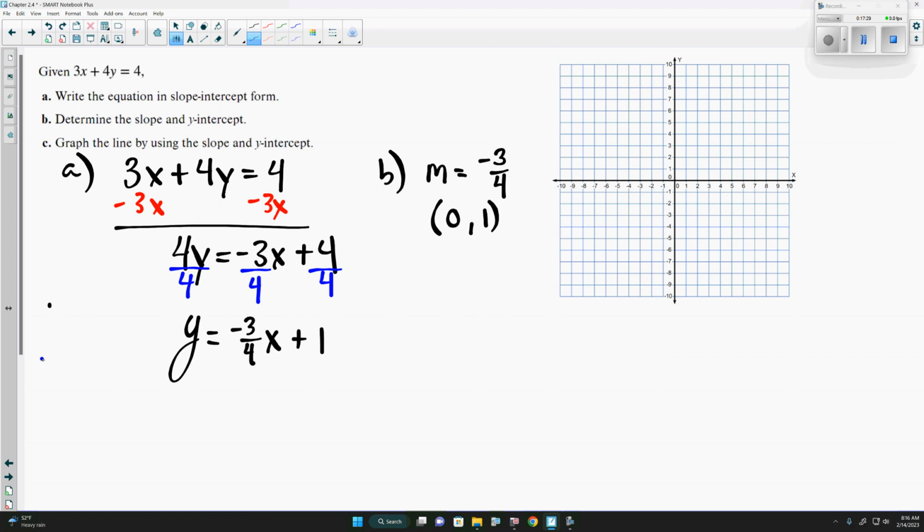Now to graph it, I go over to the y-intercept first, 0, 1. And we can put a point. Then we use the slope, negative 3/4. Now there's 2 directions we can go. We can go down 3 and over 4 to the right. 1, 2, 3, 4. And we make a point and we can draw our line. The other direction we can go is up 3. 1, 2, 3, and over 4 to the left to make our point.